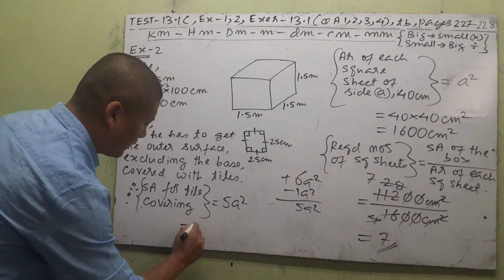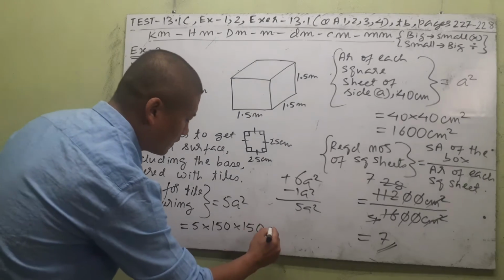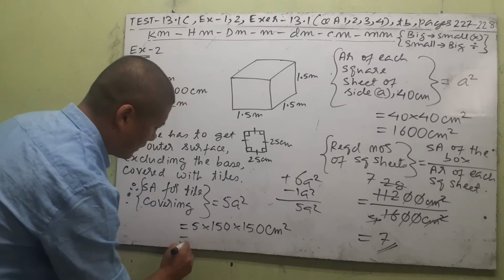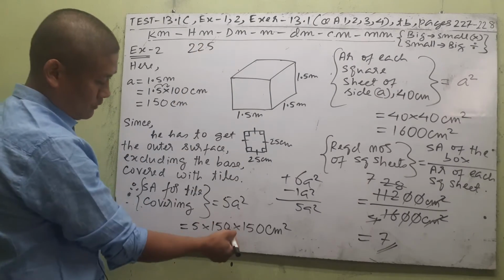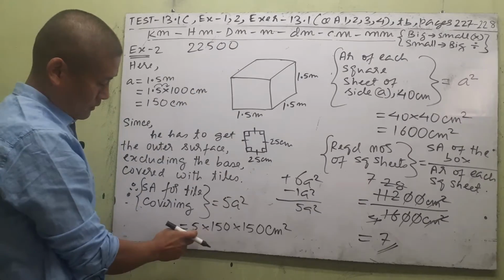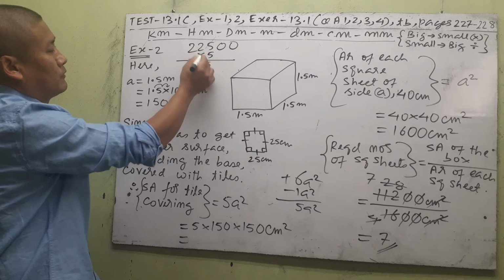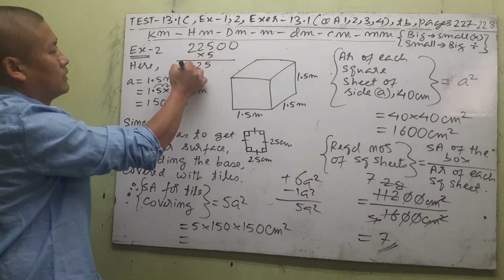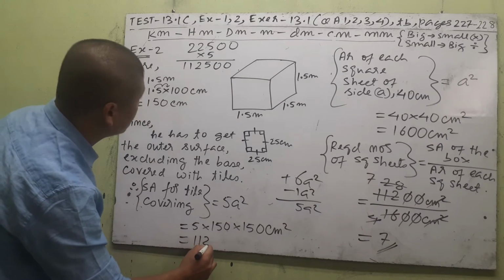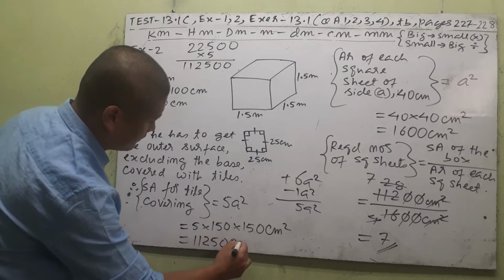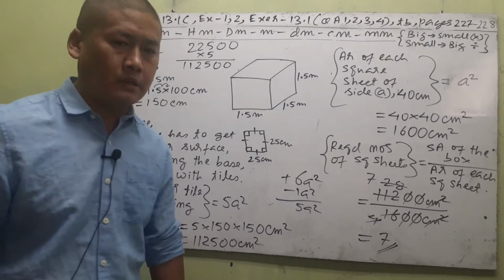So we can calculate that 5 into 150 into 150, because a square and area means centimeter square. 15 into 15 is 225, and then these 00 you can multiply to this 5, means you can just avoid multiplying the zeros. 5 5s are 25, 5 2s are 10, 12, 5 2s are 10 plus 1, 11, and these 2 zeros added finally. So 112,500 centimeter square is the area for covering it with the tiles.